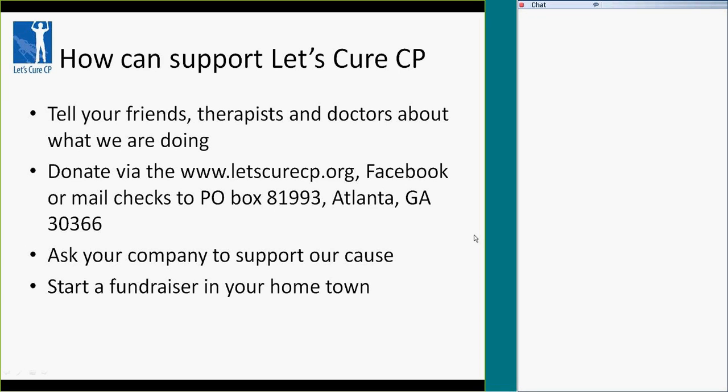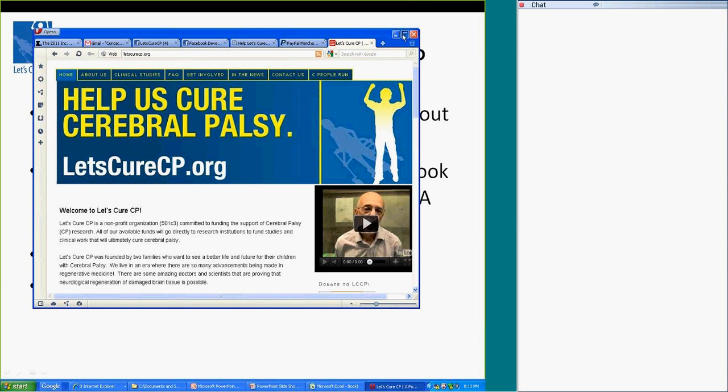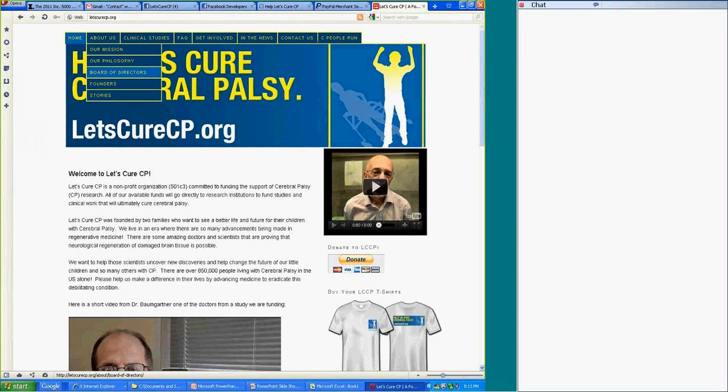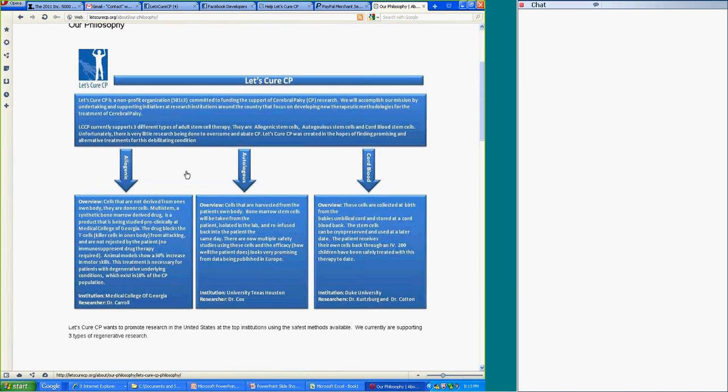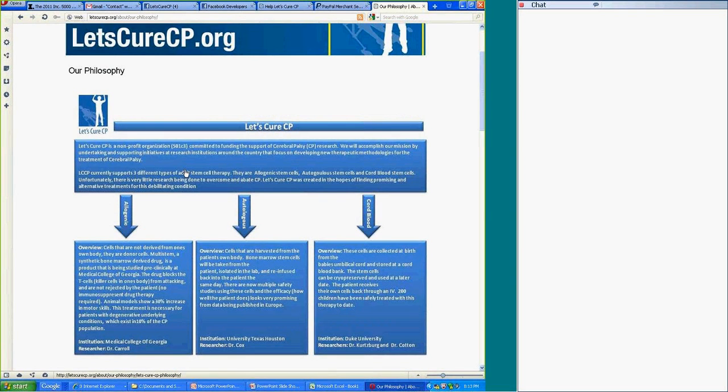Cliff, whenever you're ready, let me know. While we're waiting for your presentation to load, I'll tell you more background about Let's Cure CP. If you've been to our website, we have a philosophy page that really explains what our organization is all about. We want to fund something that's going to be a solution to cerebral palsy, to give our children greater abilities. And Kevin just pulled that up for us, so you can see that right there.